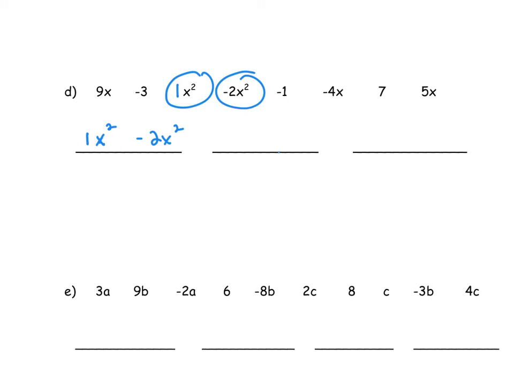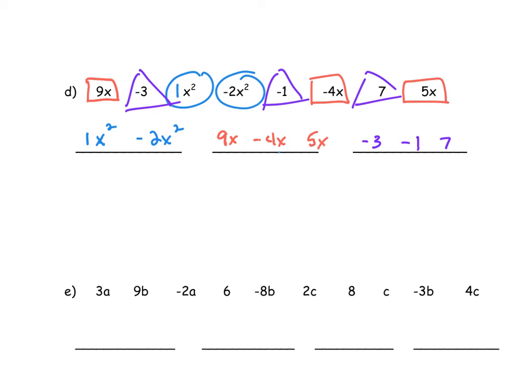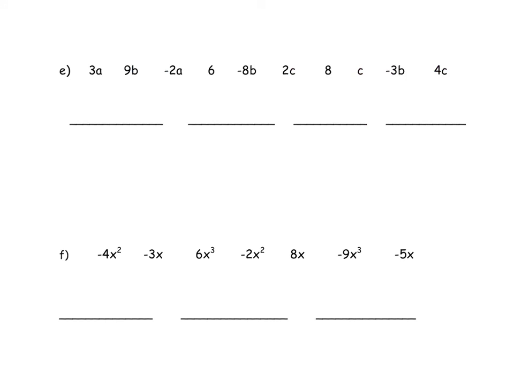Would you tell me what term should be on the second line? If you said 9x, negative 4x, and 5x, you are correct. Now let's write what should be on the third line. Negative 3, negative 1, and 7. So let's move on to E. Try this please on your own.